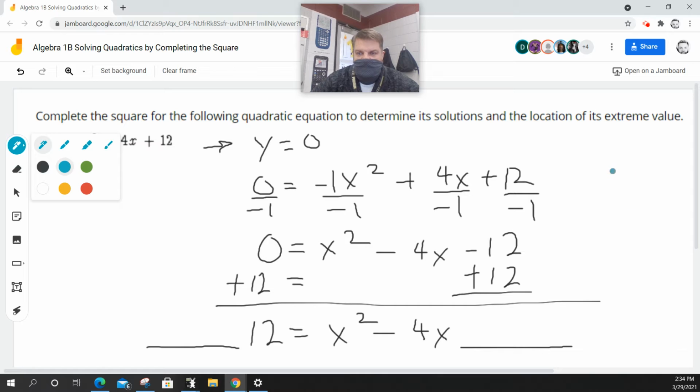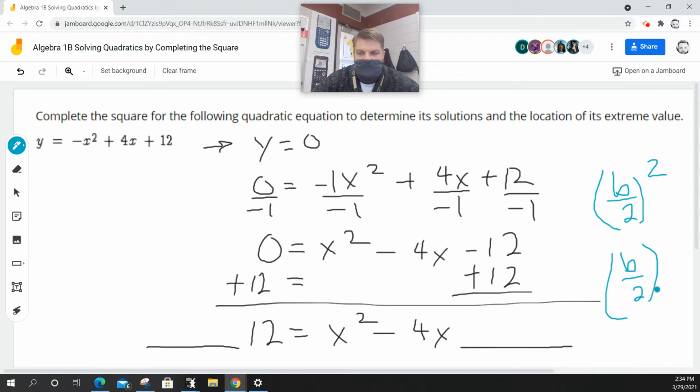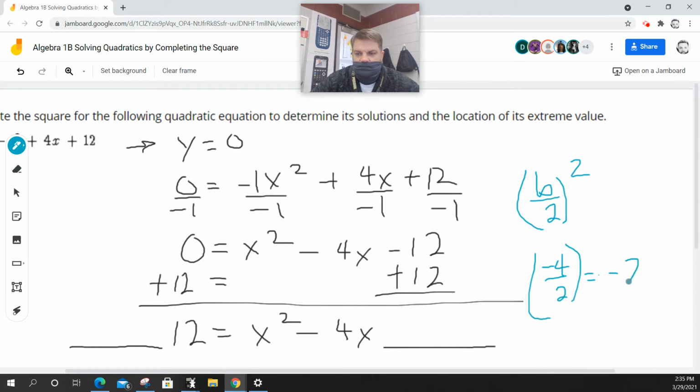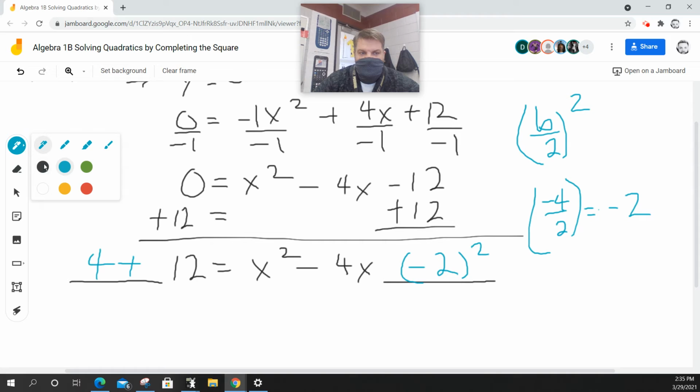What am I going to add? b divided by 2, squared. Well, what's b divided by 2? I'm going to plug in negative 4. I got negative 4 divided by 2, which is really just negative 2, right? And then I'm going to square negative 2. But what's negative 2 squared? It's a positive 4. So I'm going to add 4 on this side. So this problem looks like it's rigged up pretty nice. What's 4 plus 12? 16.